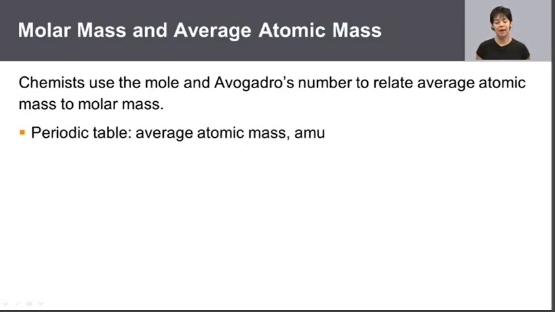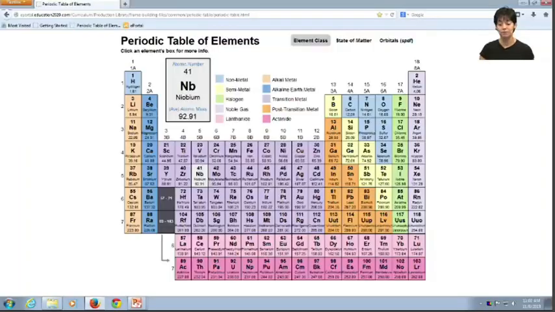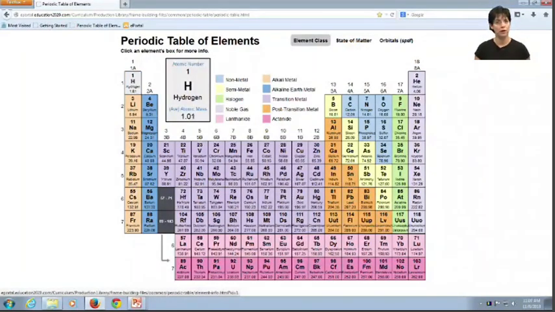Okay, what do I mean by that? Well, we know what the atomic mass unit looks like because we're given that information in the periodic table. And here it is. We have hydrogen at 1.01 atomic mass. We have carbon at 12.01 atomic mass. And we have oxygen at 16.00 atomic mass.